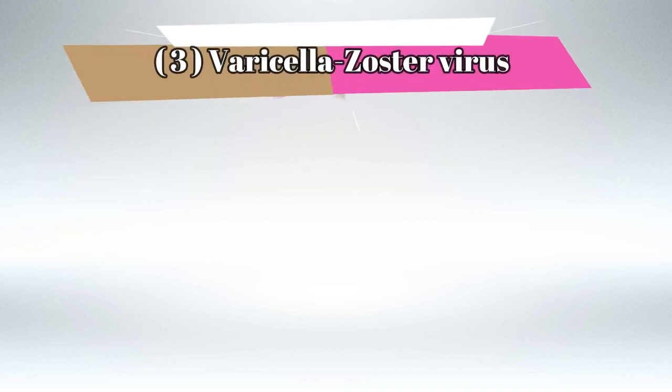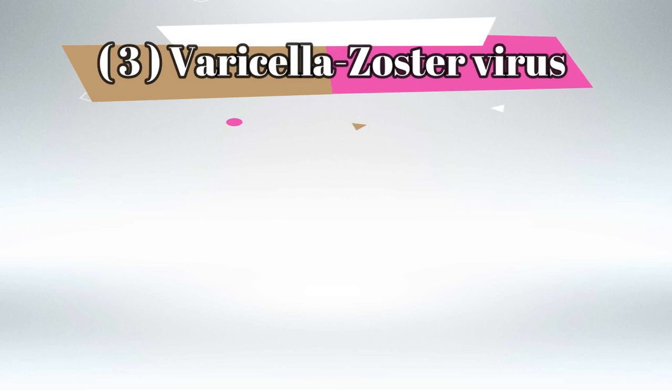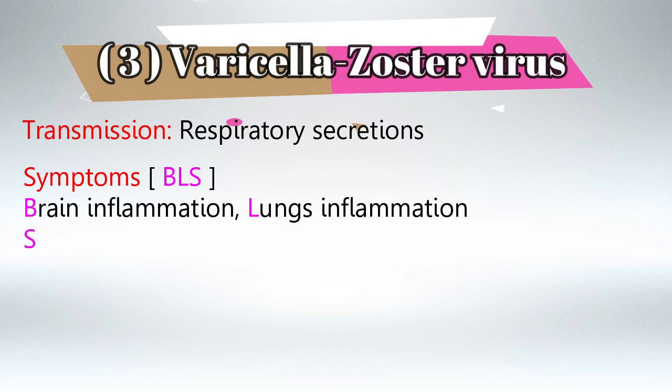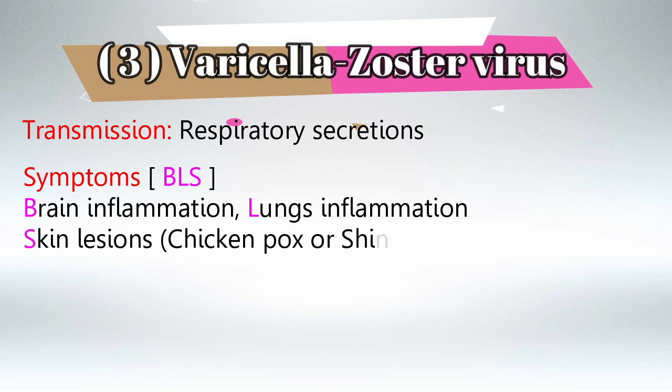The third herpes virus is called varicella zoster virus or VZV and transmits via respiratory secretion. To remember the symptoms of VZV, I remember the word BLS. So VZV is 3 letters and BLS is also 3 letters. So B for brain inflammation, L for lung inflammation, and S for skin lesions.